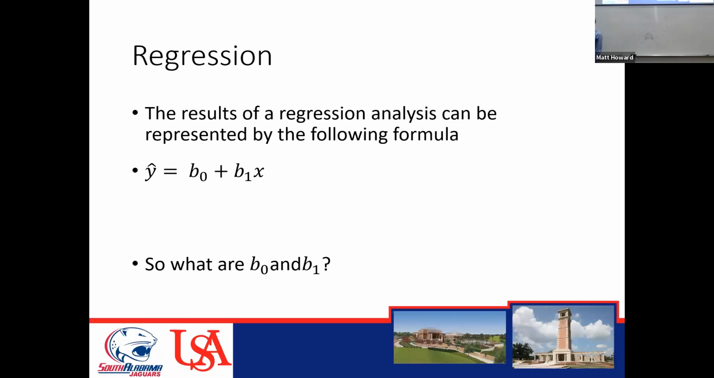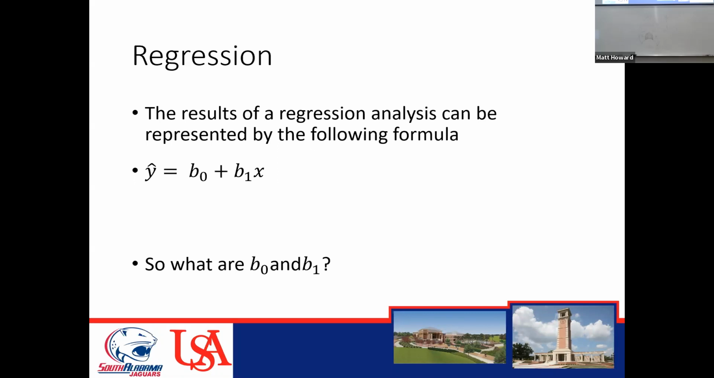These test statistics are in this formula right here. The results of a regression analysis are represented by the following formula, and this is very common. This is what you'll see in your textbook, in academic research, and also in professional practice. The results of a regression equation will look like this: y hat equals beta naught plus beta 1 times x, where y hat is the predicted values of y. So y hat is what we predict y is based on your betas and your x.